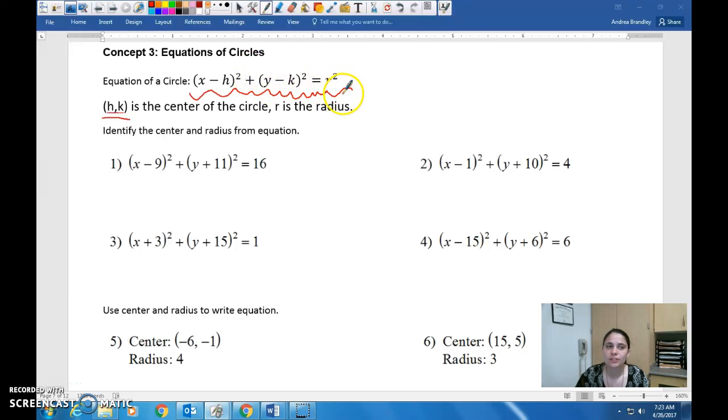And then our r is our radius. So if we have a radius of 6, then 6 squared is 36.